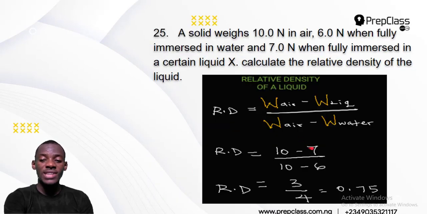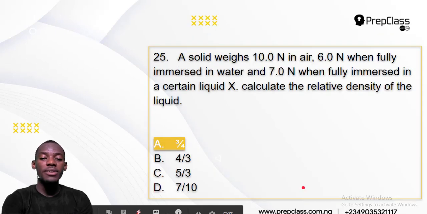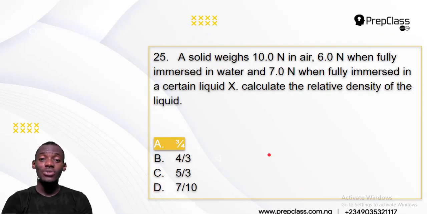Now, actually, they didn't change it to decimal. I went ahead to do that, but it is still the same thing as 3 over 4. And that makes option A the correct answer to that question. And that brings us to the end of this video.